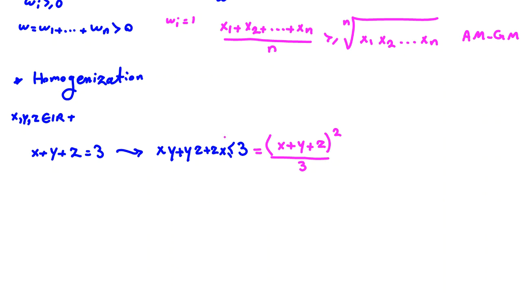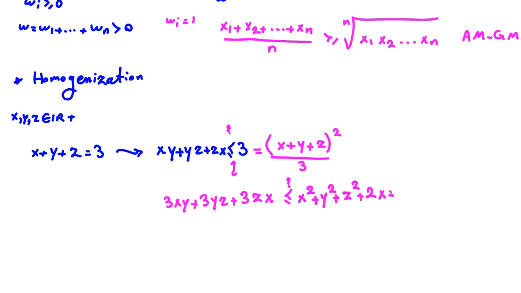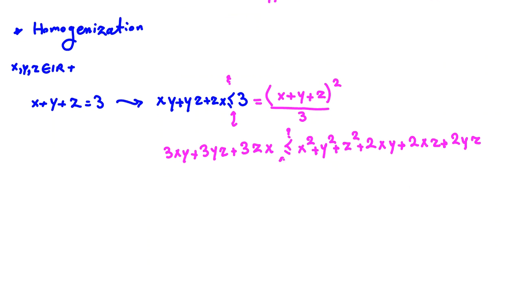Now, I want to prove this. So I multiply both sides by 3: 3xy plus 3yz plus 3zx is less than or equal to... I raise this to the power of 2. It will be x squared plus y squared plus z squared plus 2xy plus 2xz plus 2yz. Then I subtract 2xy, 2xz, 2yz from both sides.